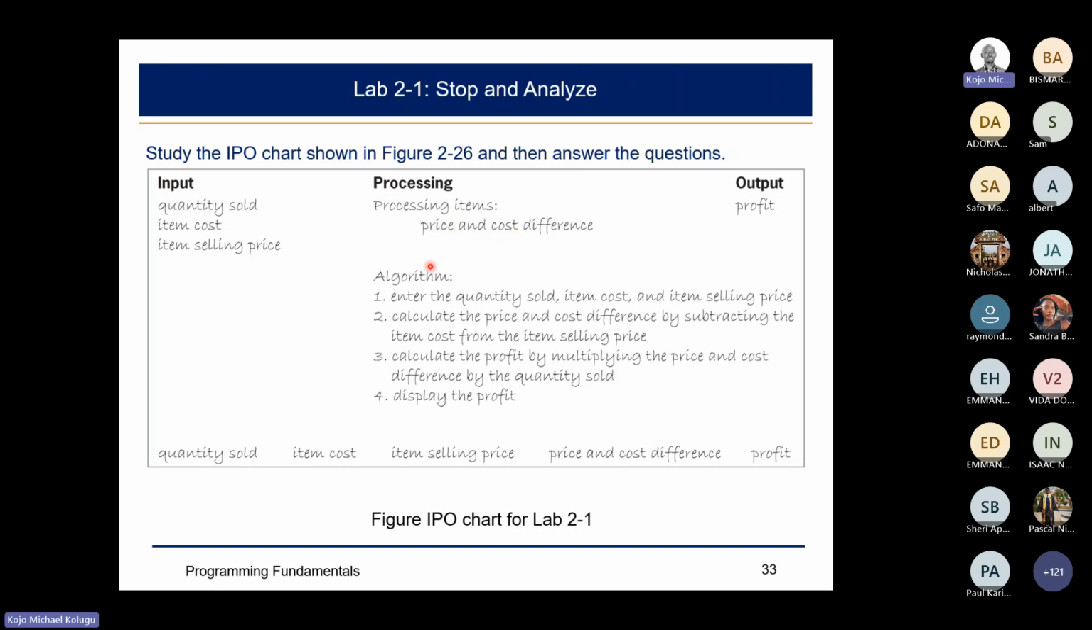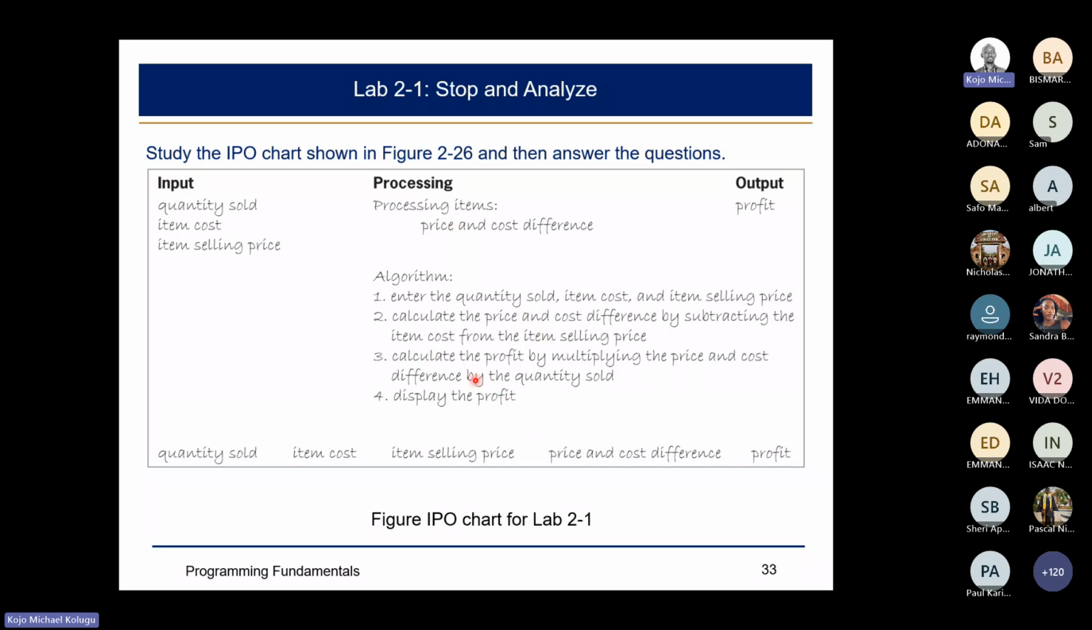And then the algorithm used is: first, enter the quantity sold, the item cost, and then the item selling price. The next is to calculate the price and cost difference by subtracting the item cost from the item selling price. The next thing to do is to calculate the profit by multiplying the price and cost difference by the quantity sold. And now you display the profit. That's going to be your profit. So it's a very simple thing, right?